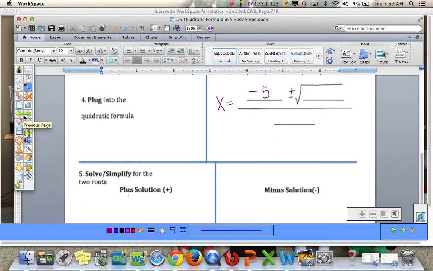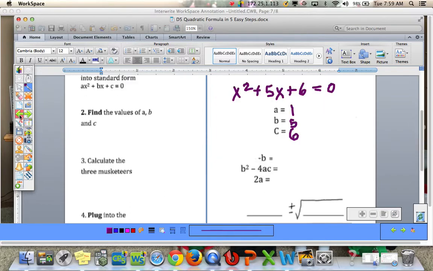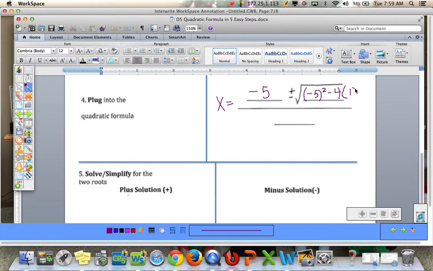plus or minus the square root of b squared, so negative 5 squared, minus 4 times a, which is 1, times c, which is 6. And use parentheses around these right here. And that's all over 2a, and again, a was 1. So I would want to see what you're plugging in.